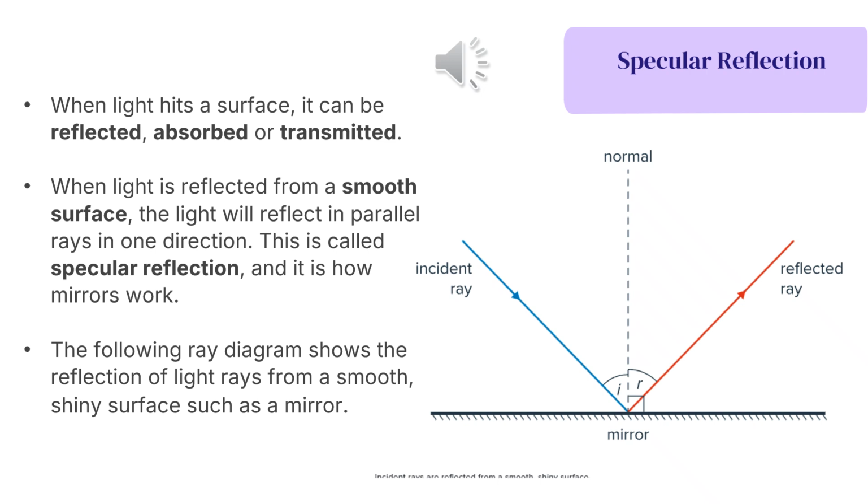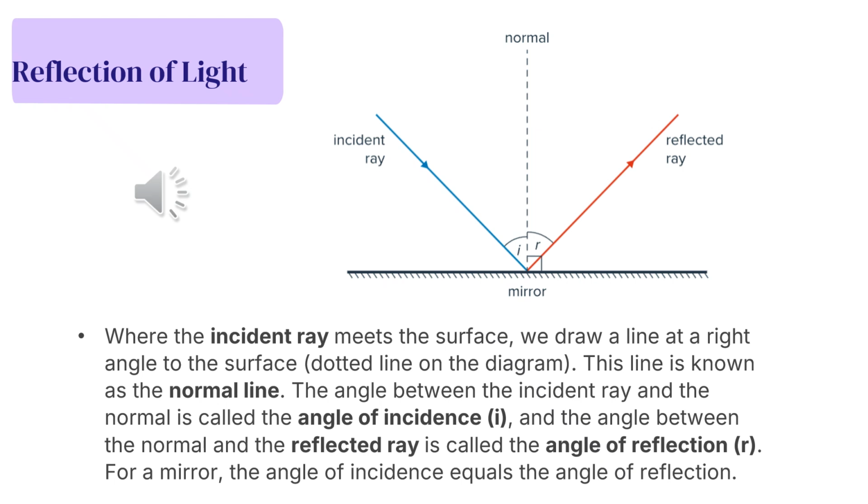The following ray diagram shows the reflection of light rays from a smooth, shiny surface such as a mirror. Where the incident ray meets the surface, we draw a line at a right angle to the surface, shown as a dotted line on the diagram. This line is known as the normal line. The angle between the incident ray and the normal is called the angle of incidence, i, and the angle between the normal and the reflected ray is called the angle of reflection, r. For a mirror, the angle of incidence equals the angle of reflection.